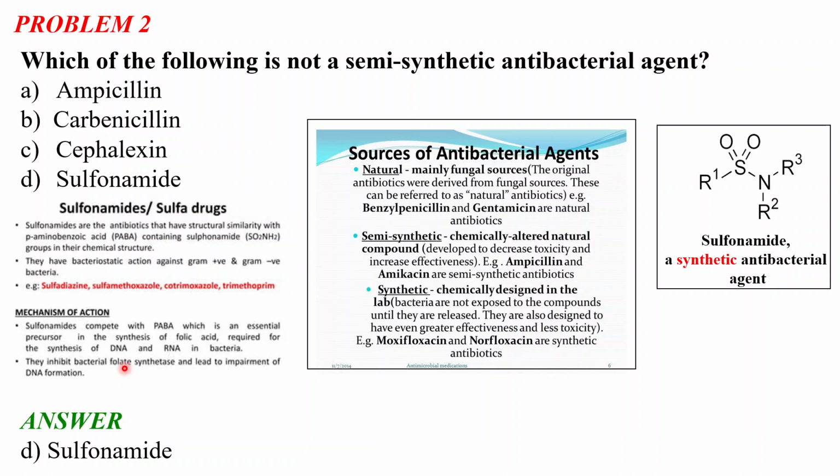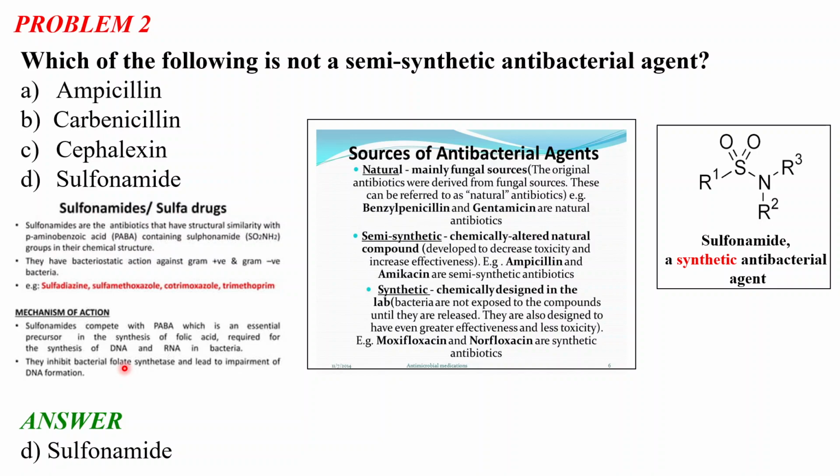This bacterial folic acid is required for the synthesis of DNA and RNA in bacteria. So these sulfonamides mimic para-aminobenzoic acid and bind to the receptors originally meant for PABA. Now the folic acid synthesis cannot happen. Thus they inhibit bacterial folate synthesis, then the DNA synthesis is not completed for the bacteria, and the bacteria won't survive anymore. That's how the sulfonamides show their antibacterial properties.